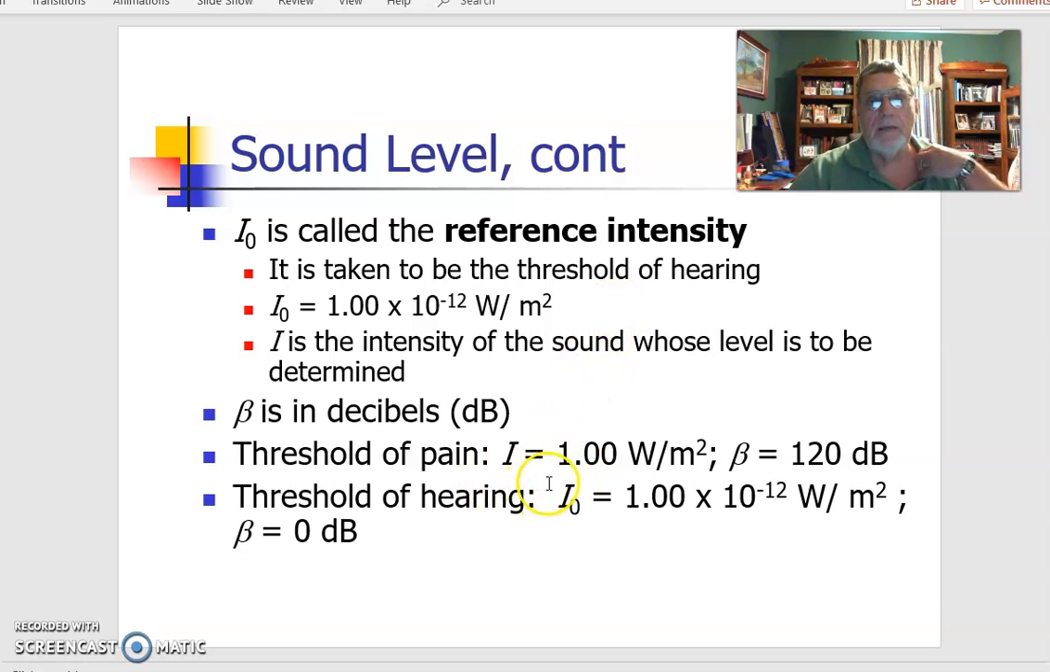The threshold of pain then is about 1 watt per meter squared. So if you take 1 over 10 to the minus 12, that's 10 to the 12. Take the log base 10. Now this is log base 10, not ln. Log base 10 of 10 to the 12th is 12, times 10 gives you 120 decibels. So your range is about 120 decibels. If you put I naught into that equation, you get log of 1, which is 0.